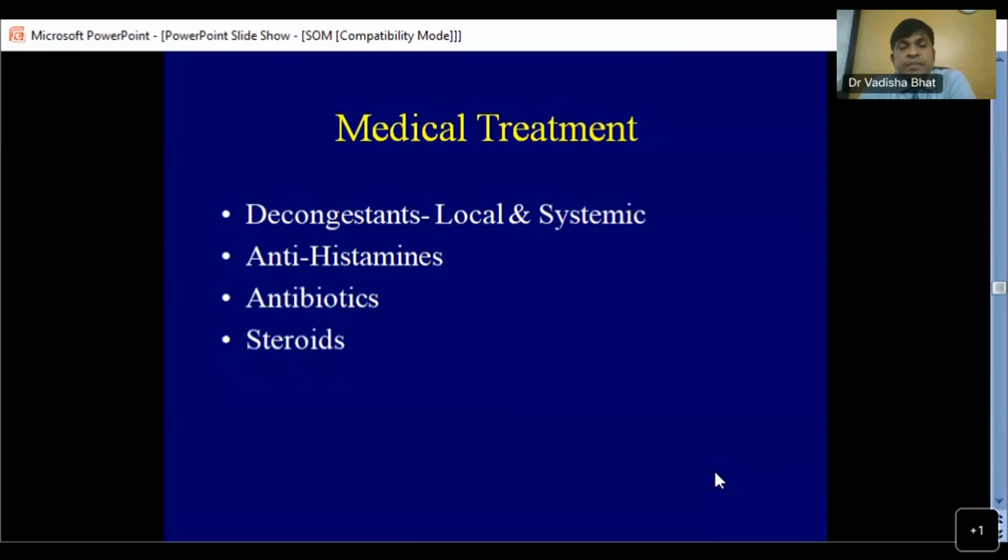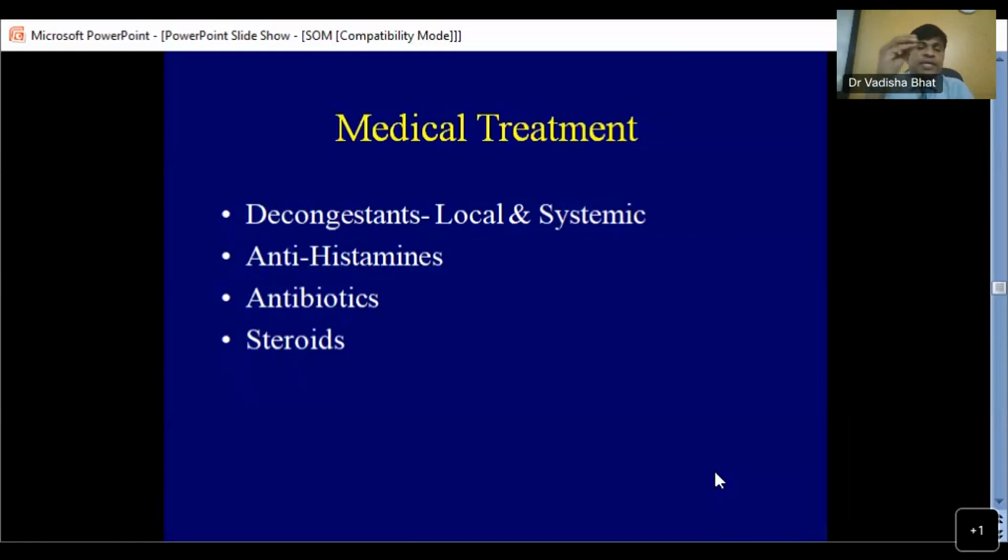We have medical treatment in the form of decongestants. Now, with the decongestant, the intention is first to restore the middle ear ventilation. As we know, the best way to do this is to restore the function of the eustachian tube whenever possible. And decongestants, either in the form of nasal drops or systemically taken decongestants, will help in opening of the eustachian tube, and this in turn will help in ventilation of the middle ear cavity.